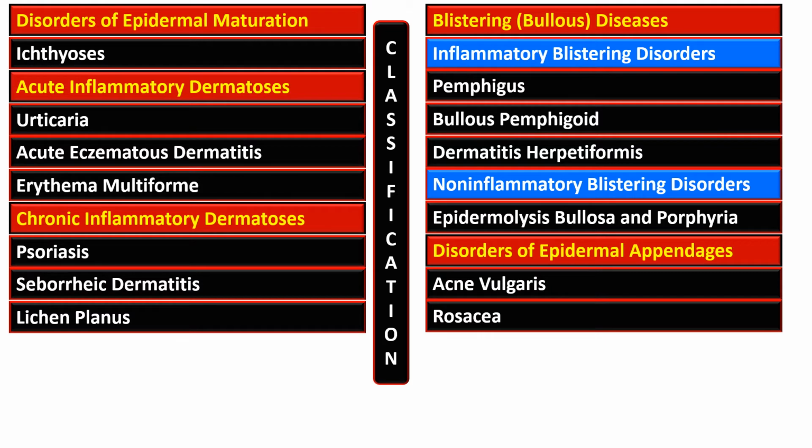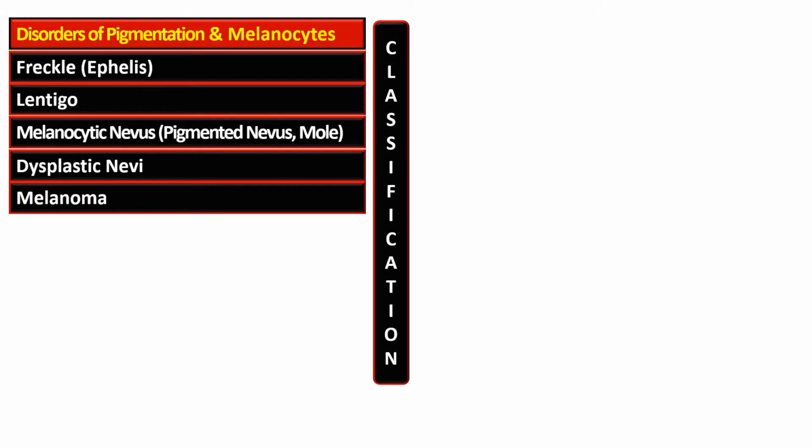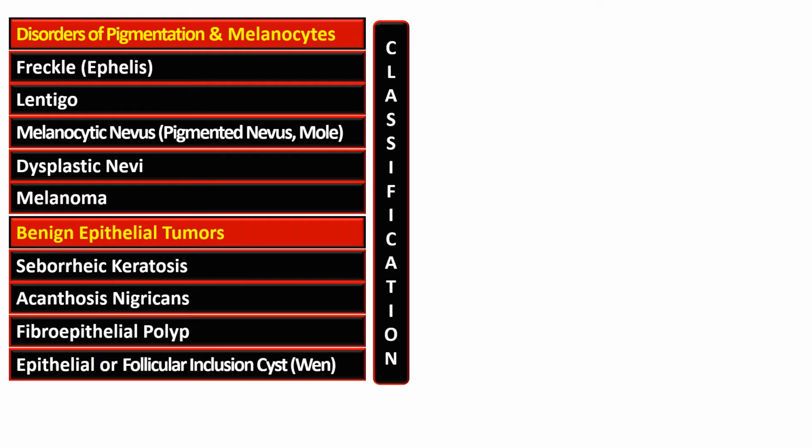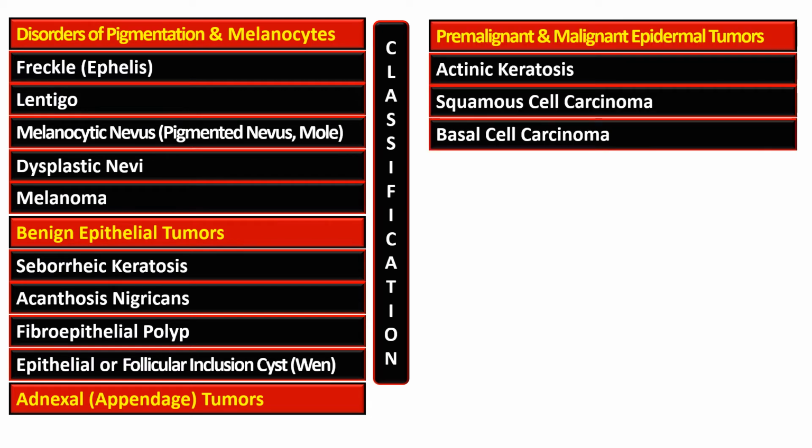The disorders of epidermal appendages are acne vulgaris and rosacea, while the panniculitis includes erythema nodosum and induratum and other types of the panniculitis. The disorders of the pigmentation and melanocytes are freckles, albinism, lentigo, melanocytic nevus, dysplastic nevus, and melanoma. Benign epithelial tumors are seborrheic keratosis, acanthosis nigricans, fibroepithelial polyp, epithelial or follicular inclusion cyst, adnexal or appendageal tumor.